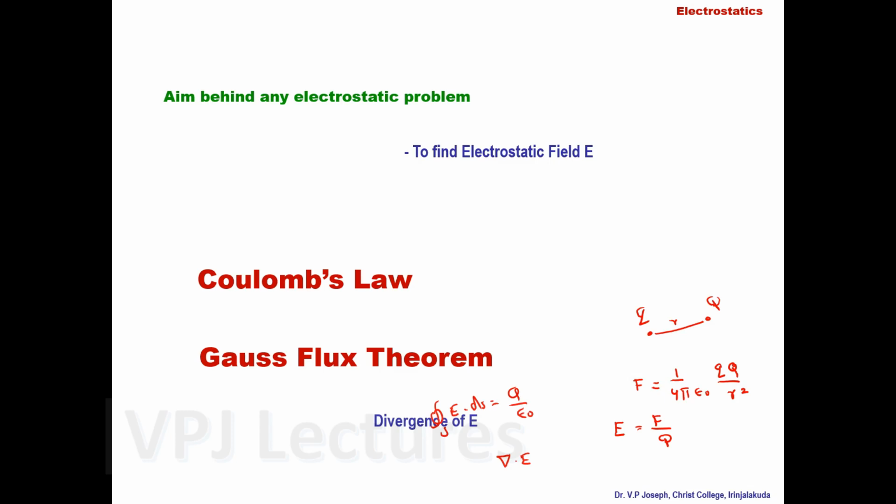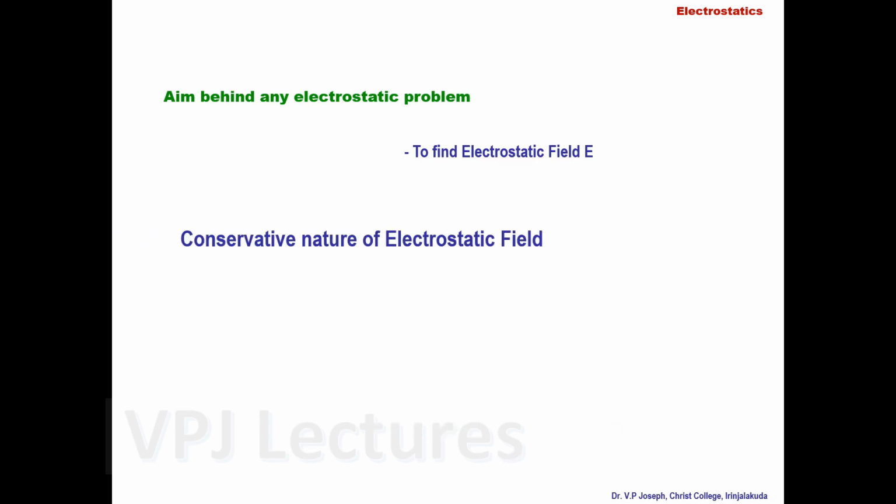So next, another point coming into the picture is the conservative nature of the electrostatic field. The first part is the aim behind electrostatics, that is, to find the effect due to any cause, that is a static charge, any complicated static charge. And to find it, we have Coulomb's law or Gauss flux theorem.